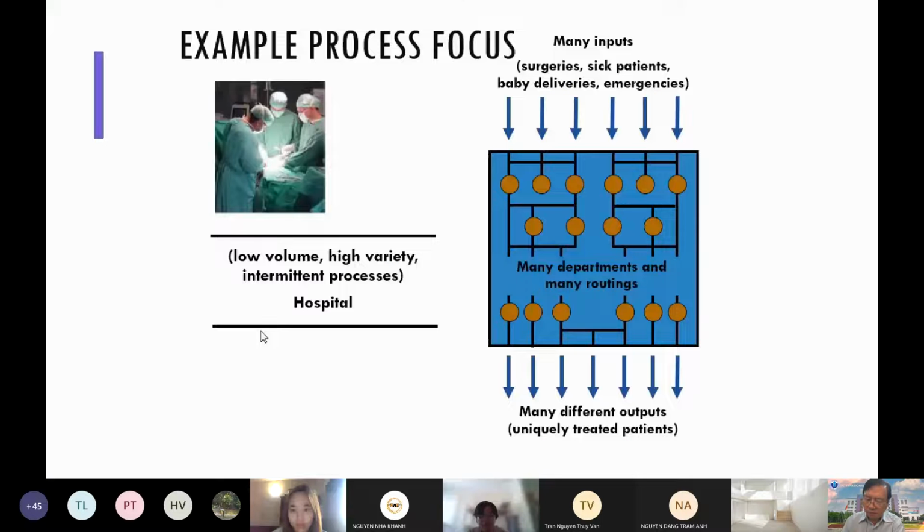So, I will give you an example. A hospital is a good example of process focus. You can see many inputs like surgeries, sick patients, and baby deliveries, etc. They go to the hospital, with many departments, different operating rooms and the recovery process, and then the output will be patients who have been treated.